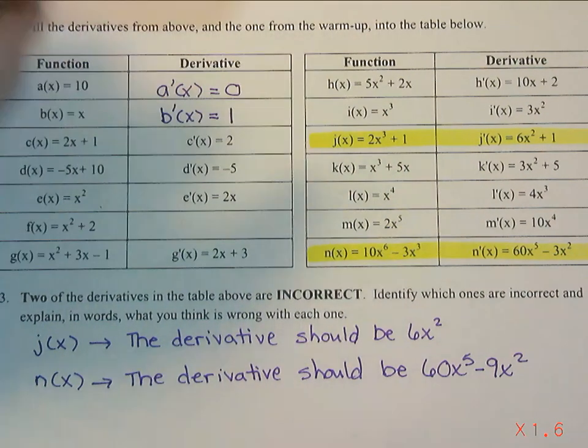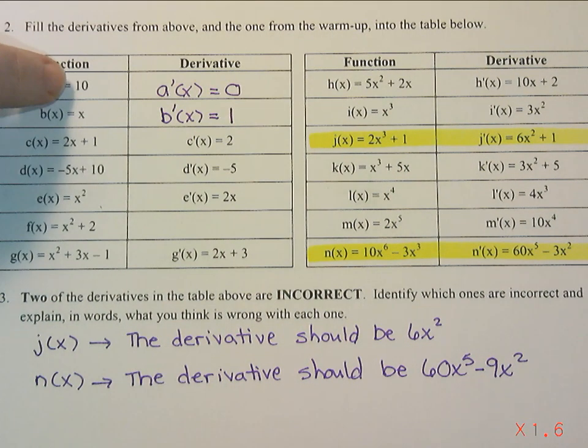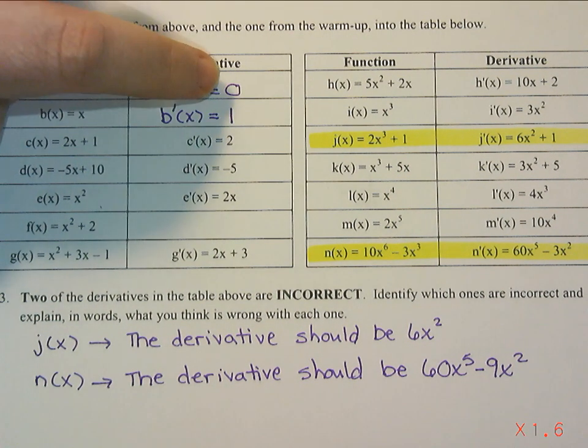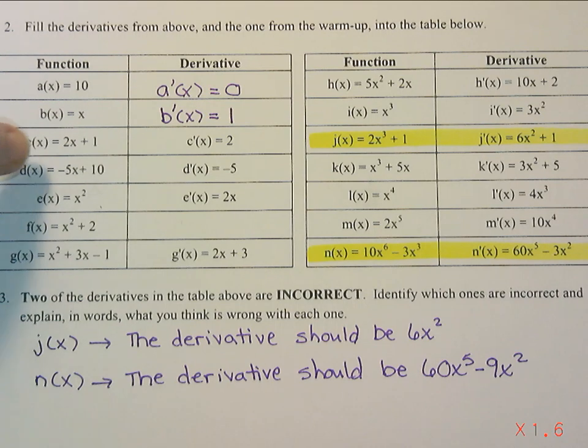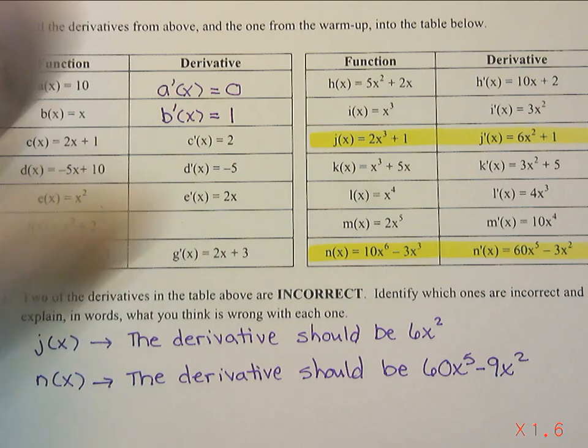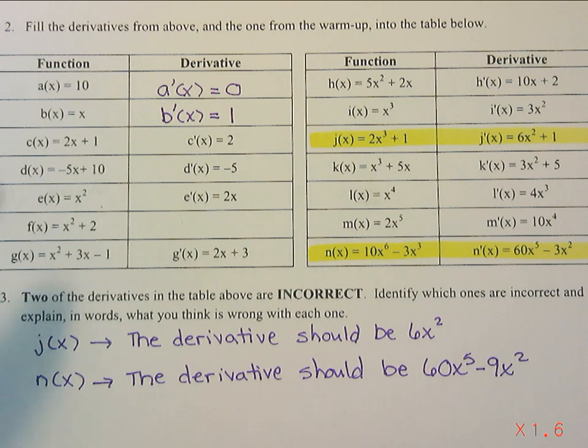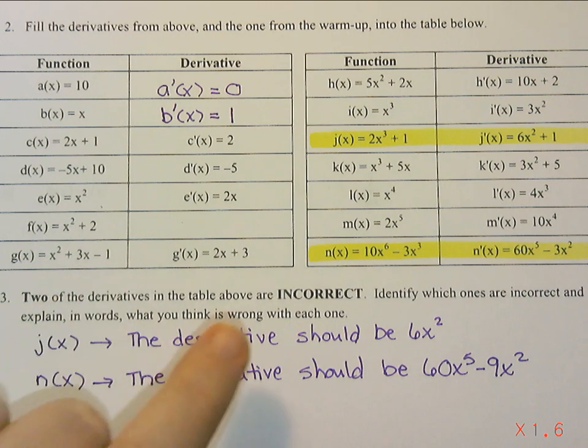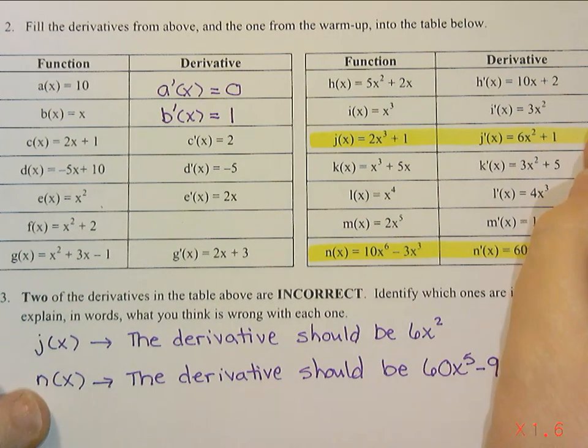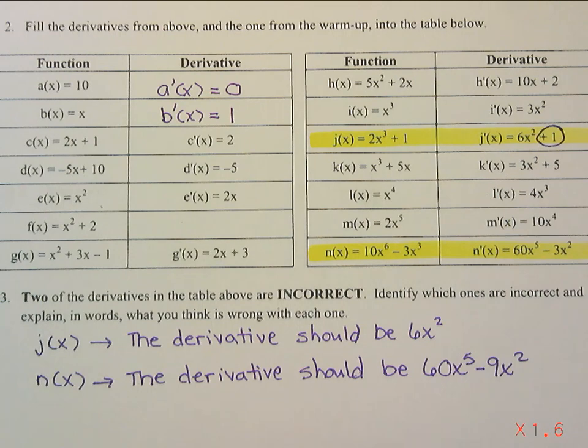And I noticed that for all of the other ones where it was just a number, so like 10, the derivative was 0. When I had 2x plus 1, there was no 1. When I had negative 5x plus 10, there was no 10. Anytime I had a number that didn't seem to have anything with it, like this negative 1 here, it just kind of disappeared when I took the derivative. So I don't think that plus 1 should be there.